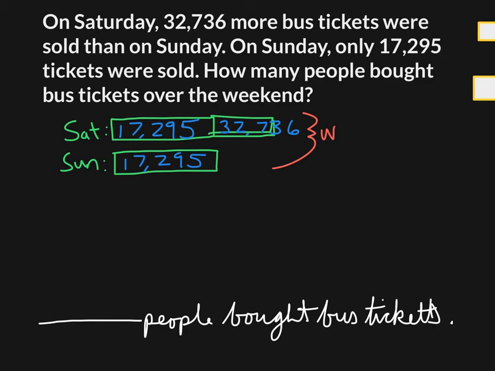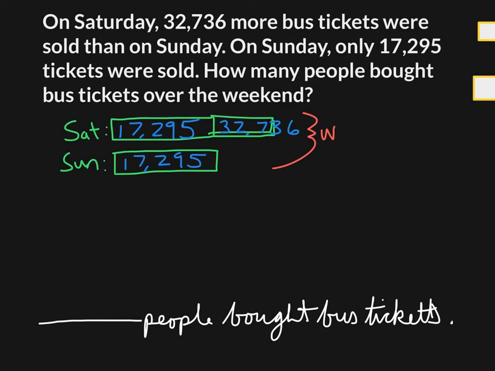So I can do this in 1 or 2 steps. I can either do an addition problem where I add all 3 addends at one time, or I can add these 2 and figure out the Saturday total and then add the Sunday total to that. Before I do this, I want to talk about estimating so we can get an idea of what this number should be close to.